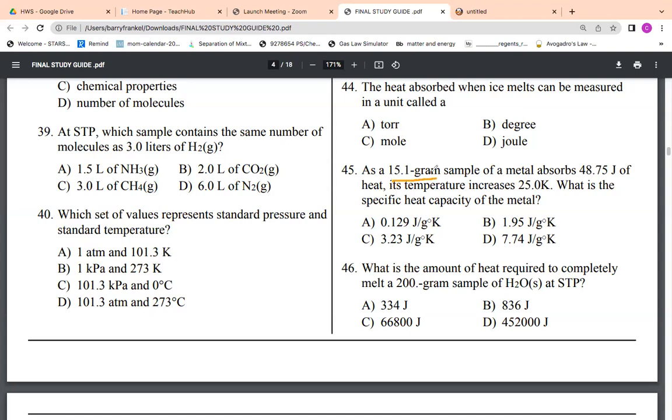I see 15.1 grams. This is M. This is mass. 48.75 joules, this is heat, that's Q. And 25 K, that's temperature. And specific heat capacity, that's represented by C. There's only one equation that talks about all three of these things, and that's the specific heat equation, MC delta T. So now I'm just going to plug everything in, okay? They give me Q, that is 48.75. The mass is 15.1.